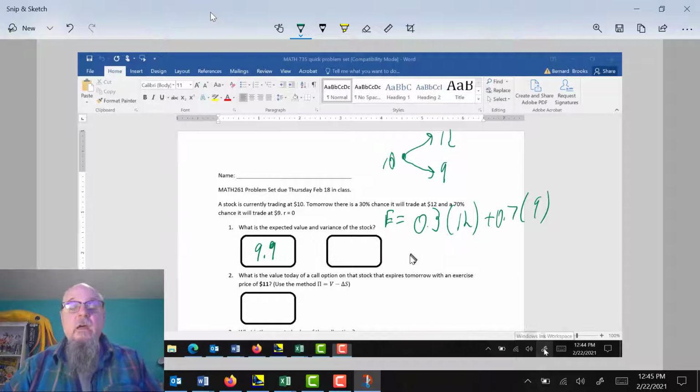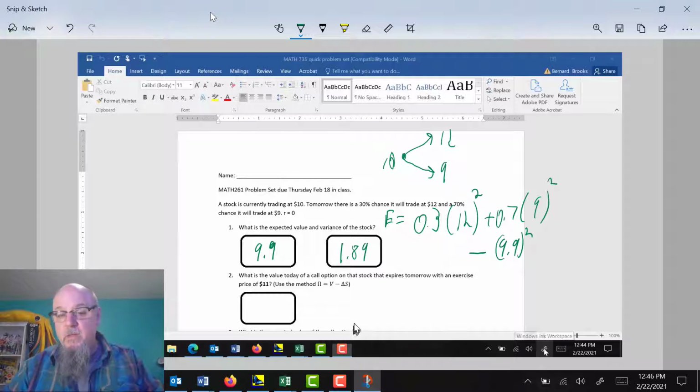For the variance, I want to get the expected value of the stock squared. So if it goes up, it's 12 squared, that's 144. If it goes down, 9 squared, that's 81. So this would be the expected value of x squared, and I want to subtract from that the expected value, squared. That'll give me the variance, and I'm getting 1.89.